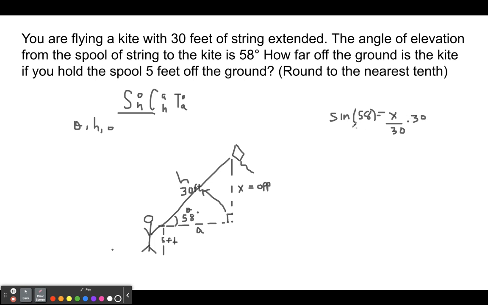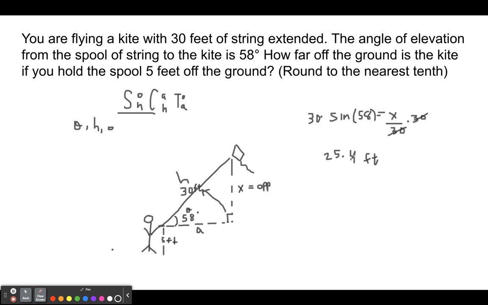Okay, I'm multiplying both sides by 30 in order to get x by itself. So crossing off the 30, crossing off the 30. If I calculate using my calculator, 30 times sine of 58 degrees, I end up with 25.4 feet, rounding to the nearest tenth.